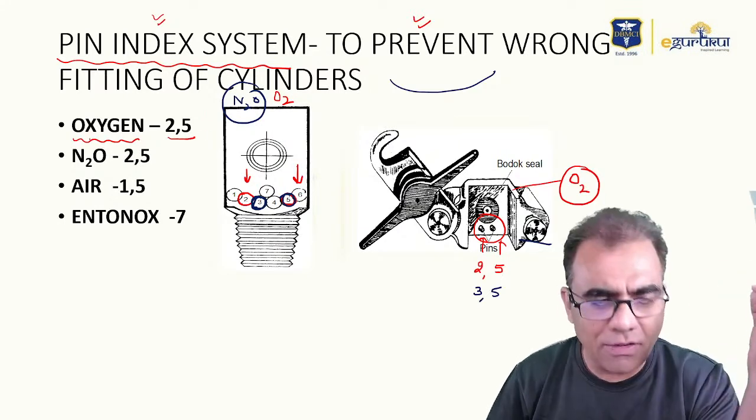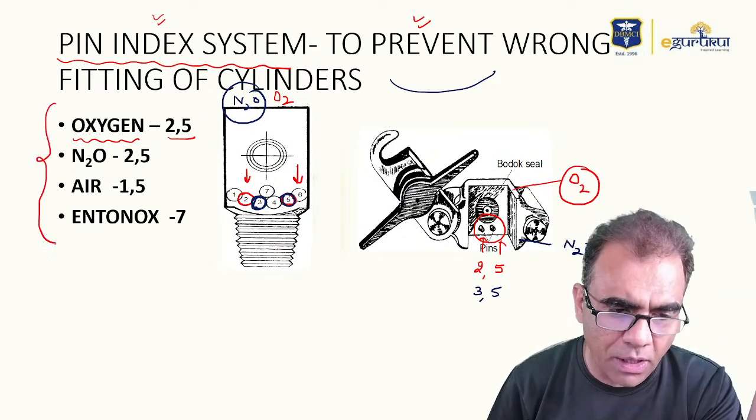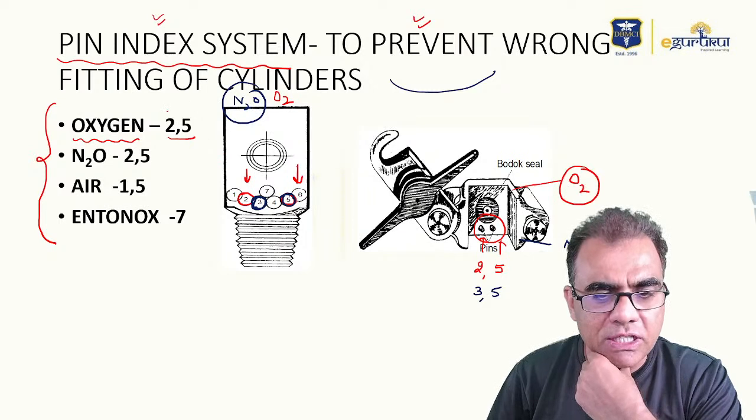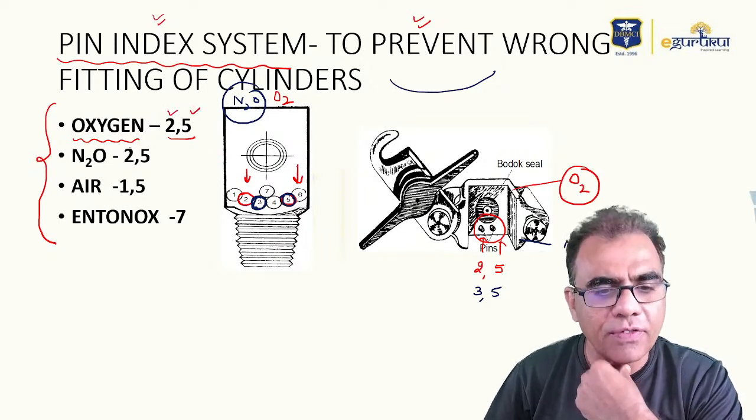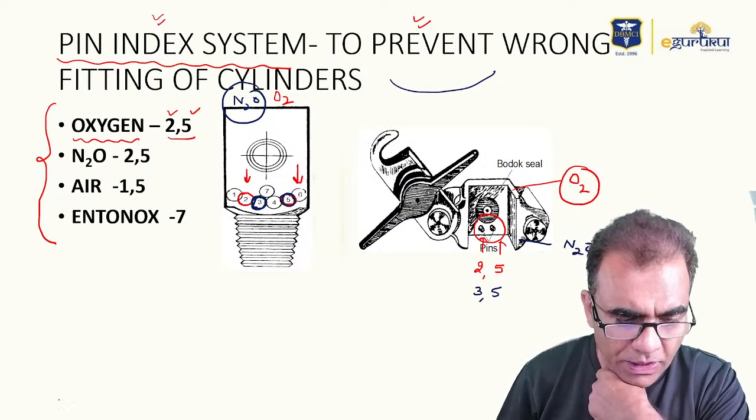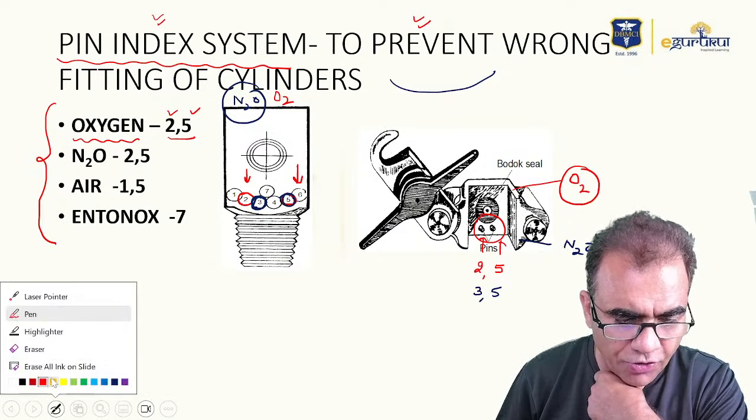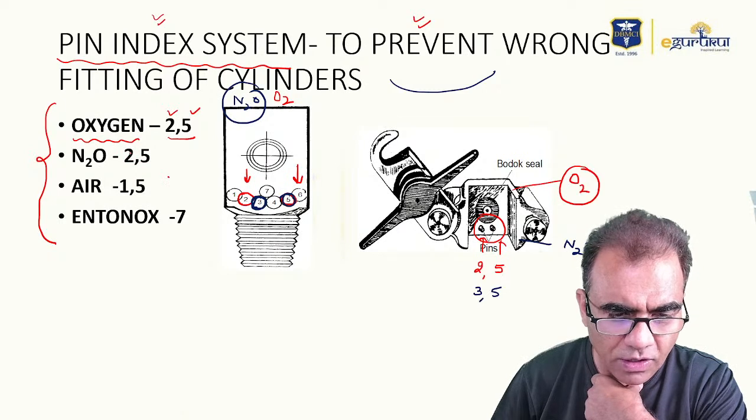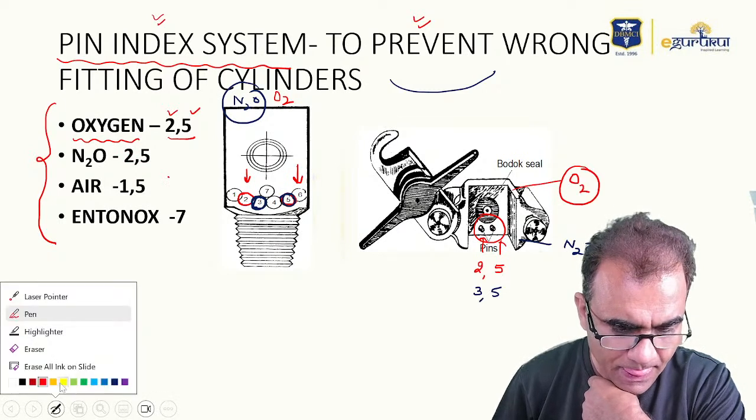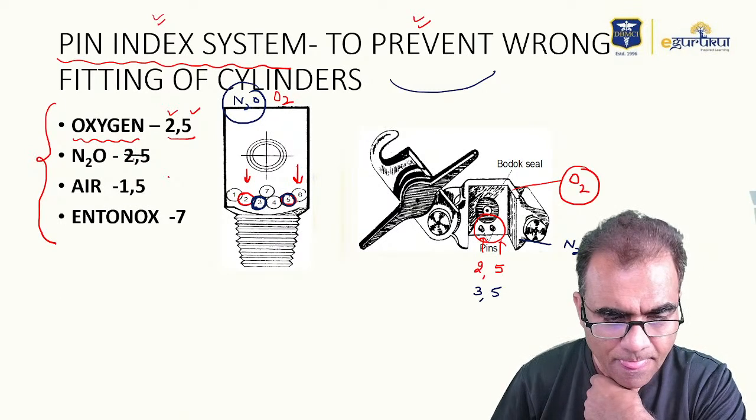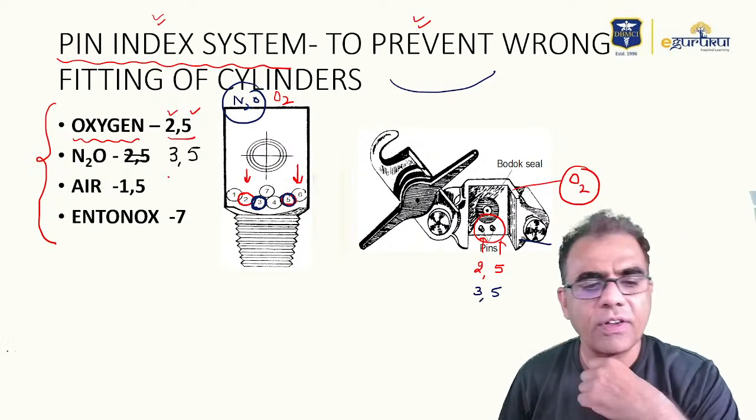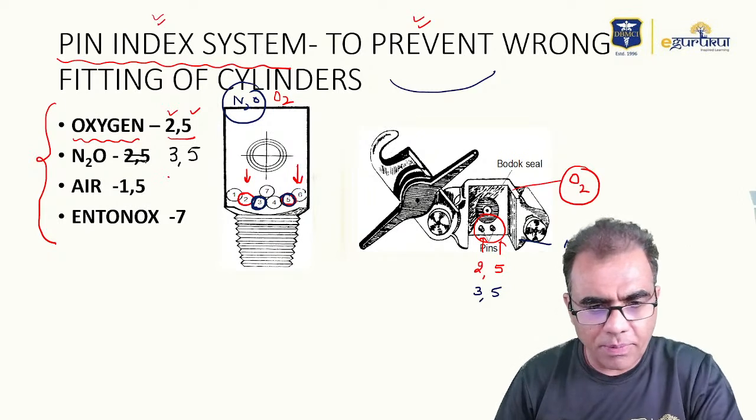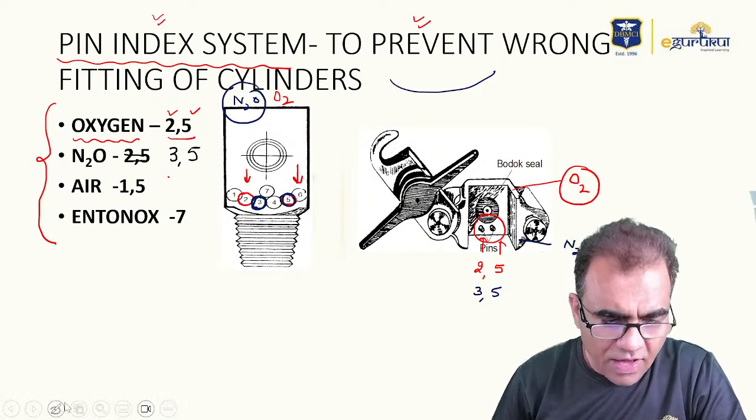And pin index position is very frequently asked, so you have to remember. Defined for oxygen, two pins are at a position of 2 and 5. Nitrous oxide, the two pins are at a position of 3 and 5. So this is not 2 and 5, you can correct it. At nitrous oxide, the pin position is 3 and 5, not 2 and 5. You can correct it. Printing error.